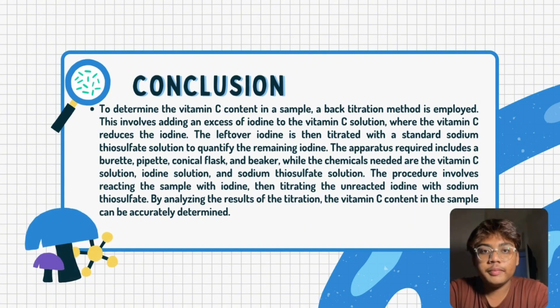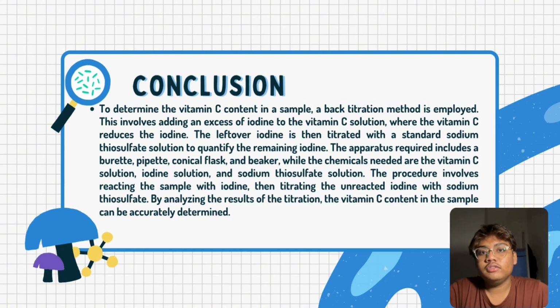Conclusion: to determine the vitamin C content in a sample, a back titration method is employed. This involves adding excess iodine to the vitamin C solution, where vitamin C reduces the iodine. The leftover iodine is then titrated with a standard sodium thiosulfate solution to quantify the remaining iodine.